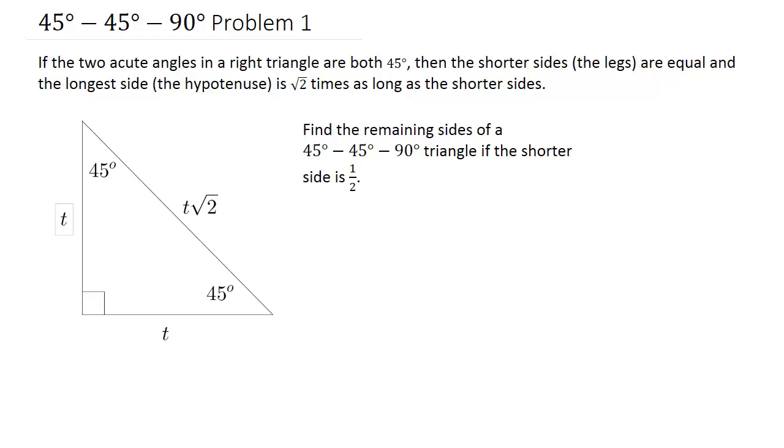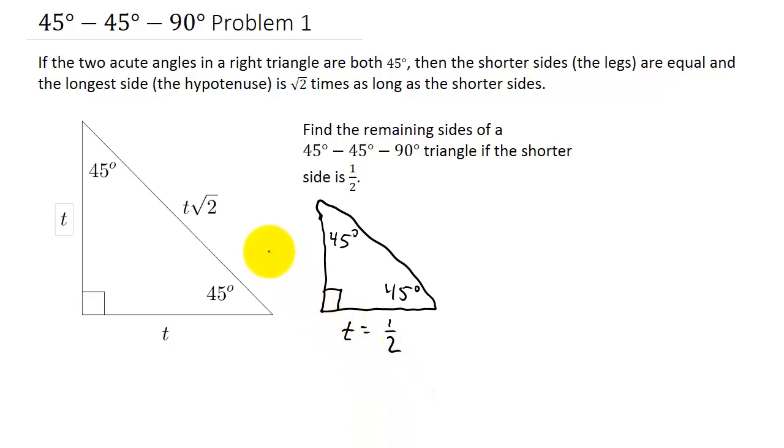So let's go ahead and draw this. So we'll draw us a 45, 45, 90 triangle. There's the 90-degree angle. And it's telling us that the shorter side is 1/2. So that tells us here, we'll call this T. That's going to equal 1/2. And so that means that this, which is also T, would be 1/2. So the two shorter sides are 1/2.